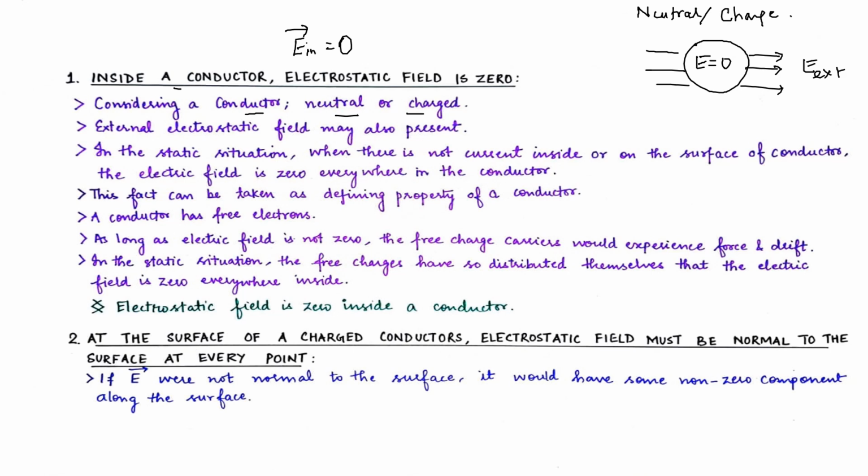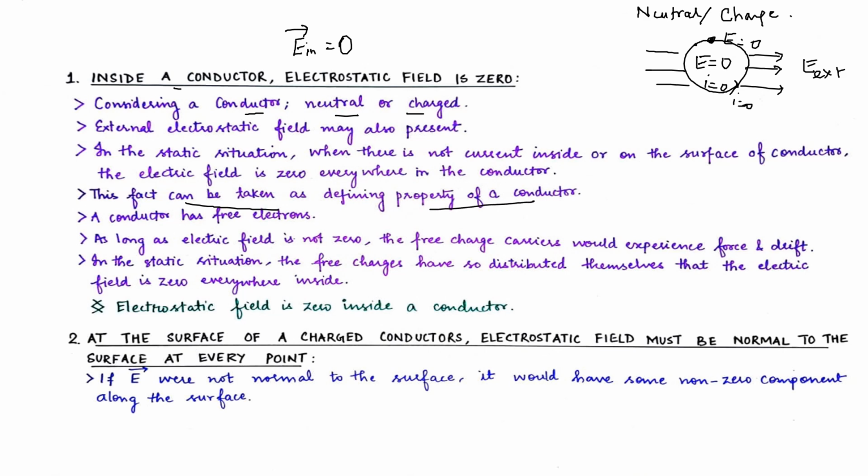Now in the static situation, when there is no current inside or on the surface of the conductor, the electric field is zero everywhere in the conductor. It's very much clear. This is a static situation and there is no current flowing inside the conductor or on the surface of the conductor. In both cases there is no current inside or on the surface, hence the electric field is zero everywhere, even on the surface. This fact can be taken as a defining property of a conductor.